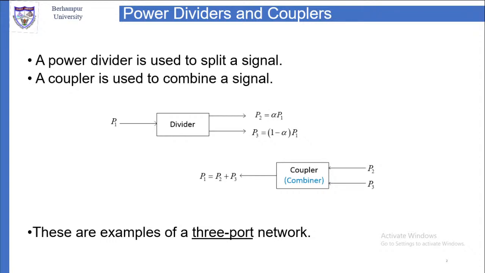Look at the top figure. There are two figures here. P1 is the total input power to the divider, and P2 and P3 are the outputs from the divider. P2 is equal to alpha times P1. Then P3 will be 1 minus alpha times P1, assuming that the divider is lossless. There is no loss in the divider.